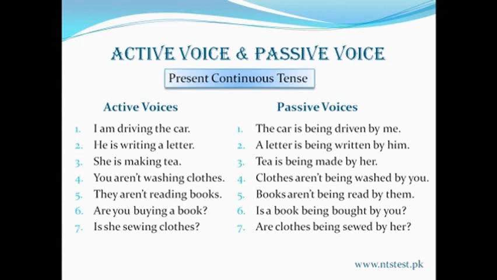Because the action and the object are much more important than the subject. We only want to know the action, not the subject, not the doer of the action, not the agent. Okay? How can we form a question in the passive present continuous? Are you buying a book? What is the object? A book. So, is a book being bought by you? Is she sewing clothes? Are clothes being sewed by her?